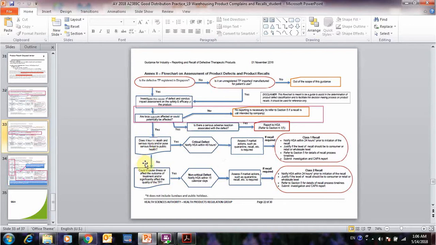If the defects are milder and will not cause any serious threat or serious injury, but will still affect the outcome of the treatment or affect the quality of the product, it is considered a non-critical defect and needs to be notified to the HSA within 15 days. Alright, here.